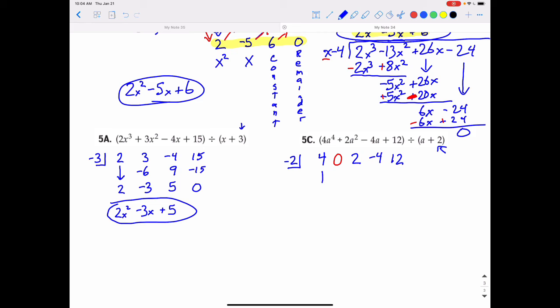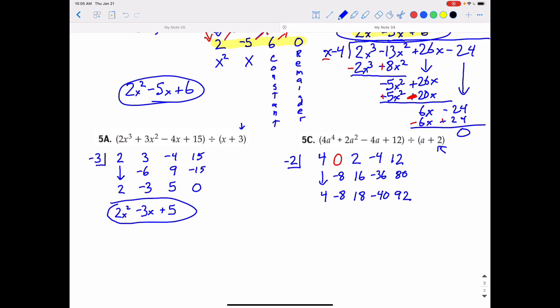So we bring the first number down, and that's going to be 4. Take negative 2 times 4, which is negative 8, and then add. 0 plus negative 8 is negative 8. Negative 2 times negative 8 is 16, and then we add. 2 plus 16 is 18. Negative 2 times 18 is negative 36. We add those to get negative 40. And then finally, negative 2 times negative 40 is positive 80. We add those to get 92. So we do have a remainder this time.